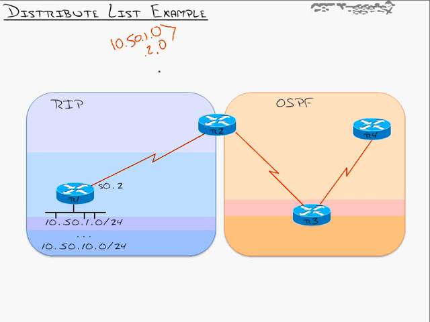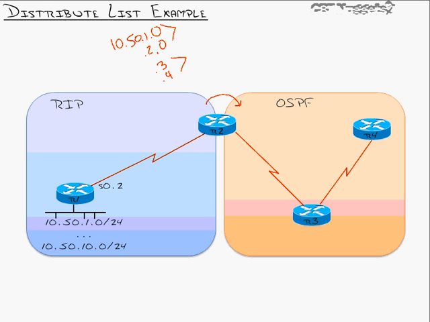Now, furthermore, 10.50.3 and .4 is something that is for this division of the company only. Whatever this RIP domain over here is, they are the only ones that need to know about 3 and 4. So in addition to filtering 1 and 2, when I redistribute those RIP routes over here to OSPF, I also want to make sure 3 and 4 don't make it across, but 5 through 10 can. So let's check out the action.